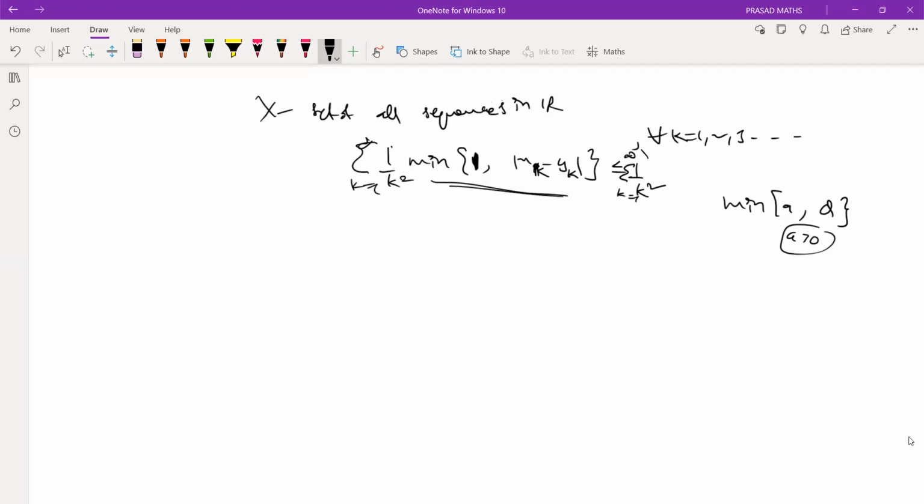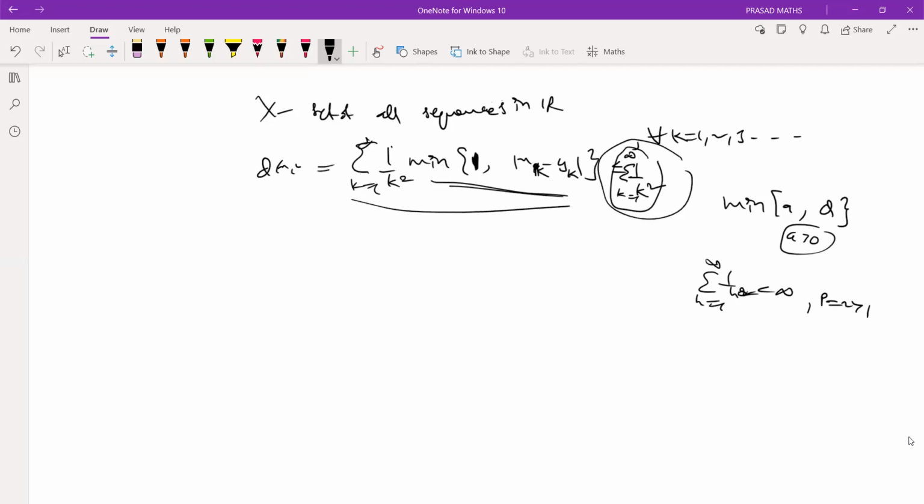By comparison, by the p test, this is always convergent because summation n equals 1 to infinity of 1 by n square is convergent by the p test. P equals 2, which is bigger than 1. Whenever this is convergent, by the comparison test, this is convergent. That means d of x comma y is convergent, that means it is finite.